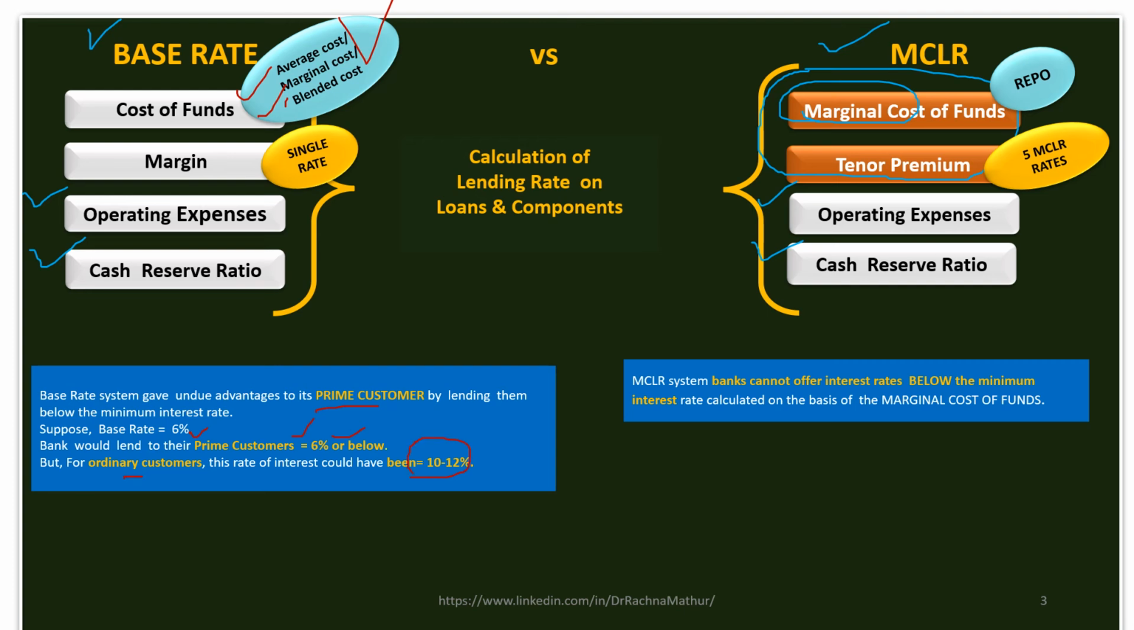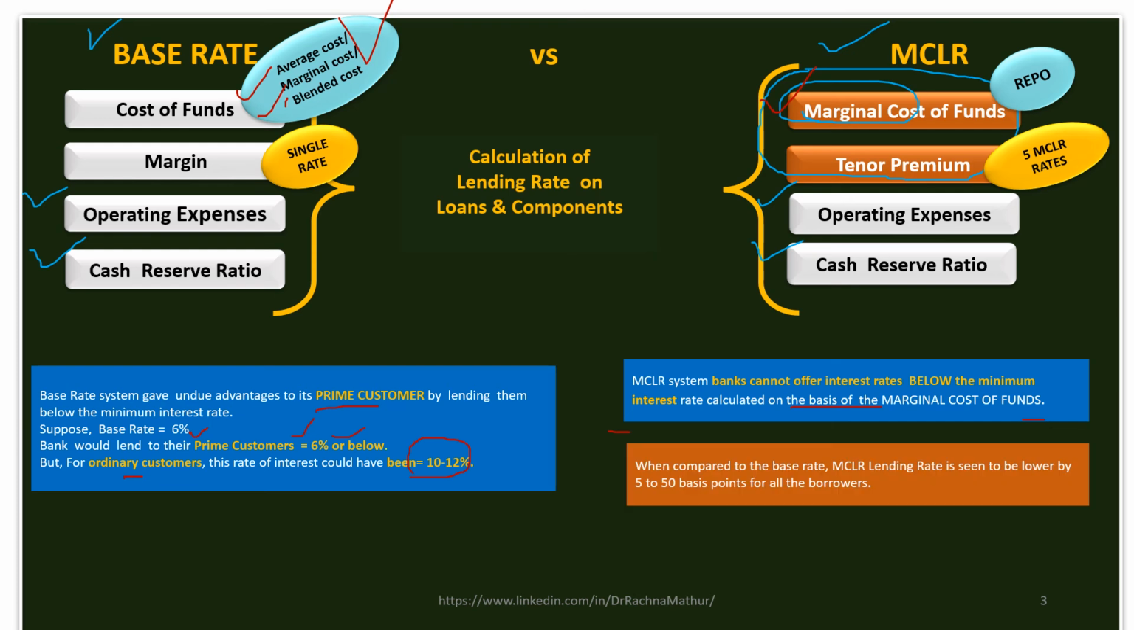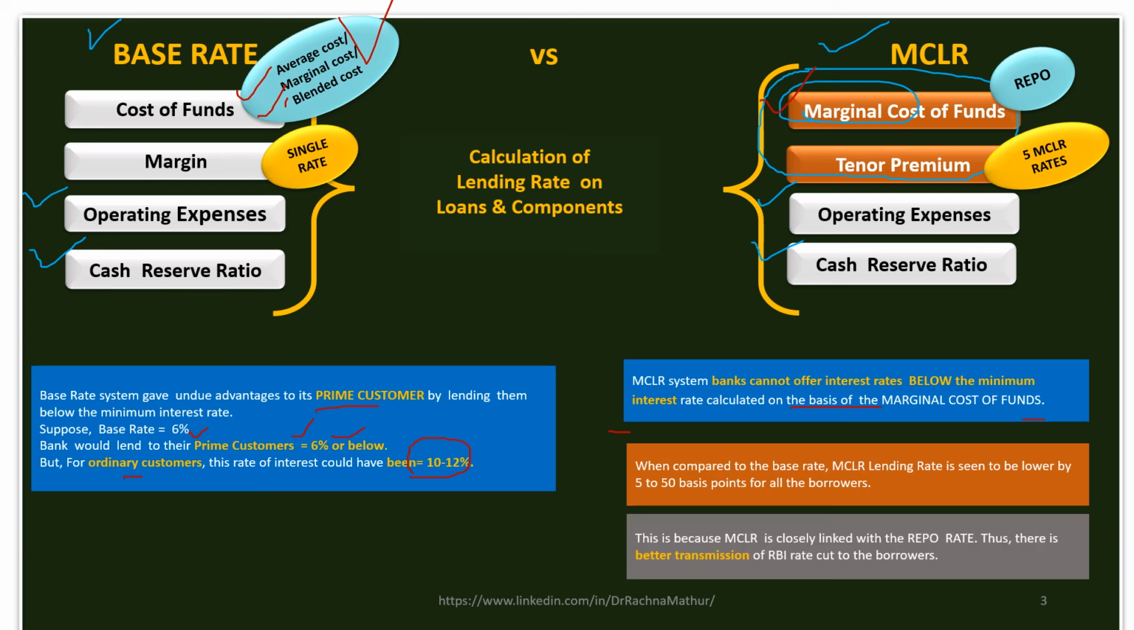But in MCLR system, banks cannot offer interest rate below the minimum rate calculated on the basis of marginal cost of fund. Along with that, in MCLR system, we can see that the MCLR rate is seen to be lower by 5 to 50 basis points for all the borrowers. Why? Because MCLR is closely linked to repo rate. Thus, there is a better transmission of RBI rate cut to all the borrowers.